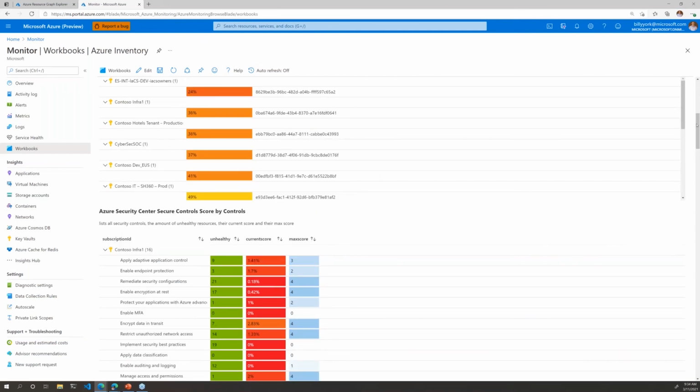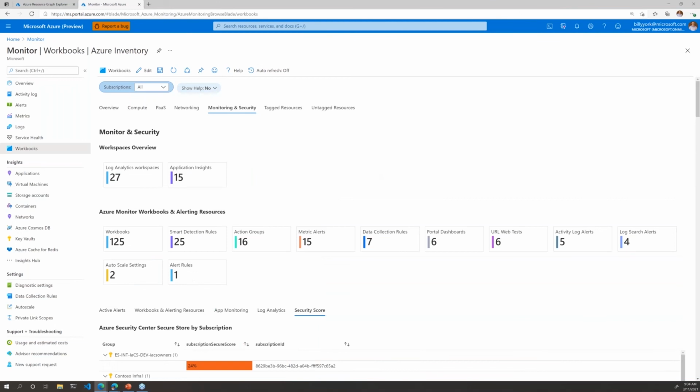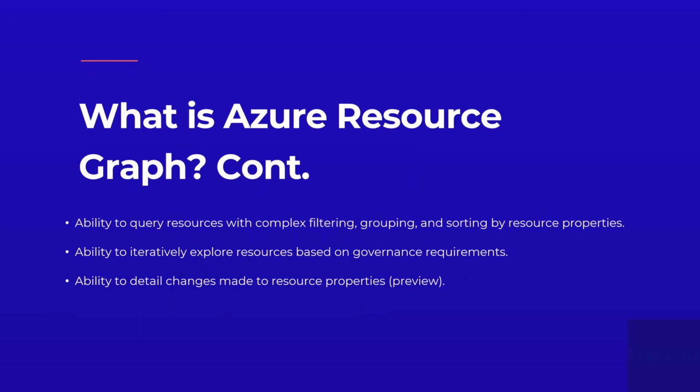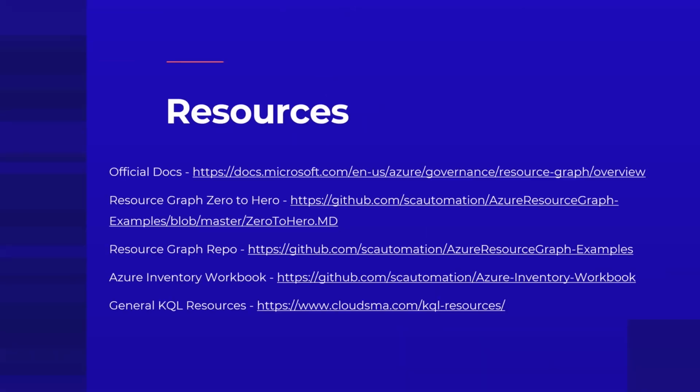And with that, let me go back to PowerPoint, and these are the resources. The official docs, the markdown that I used with these queries is on my GitHub, and then I just have a general Azure Resource Graph GitHub, and then the inventory workbook, and then general KQL resources and learning material. And so with that, I'm ready to take any questions if there are any.